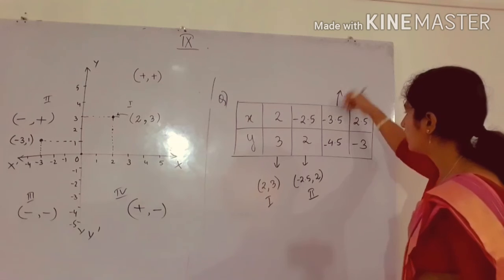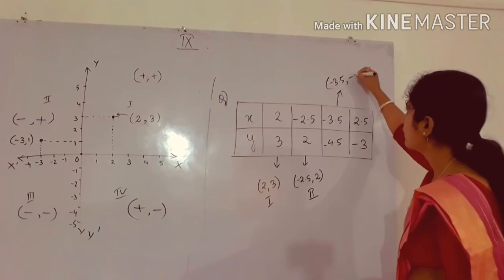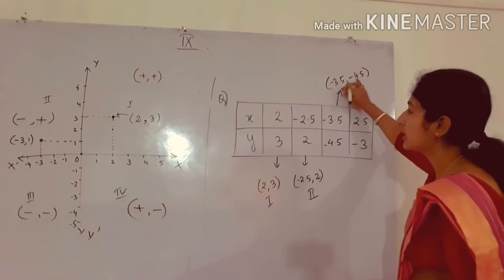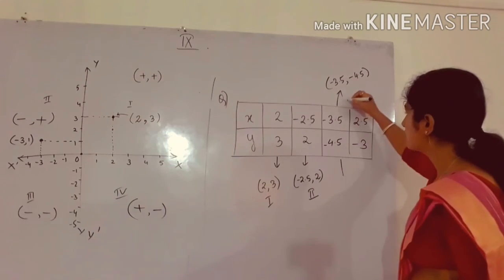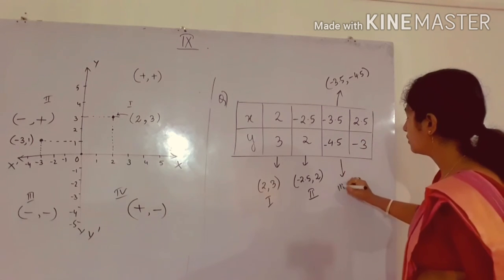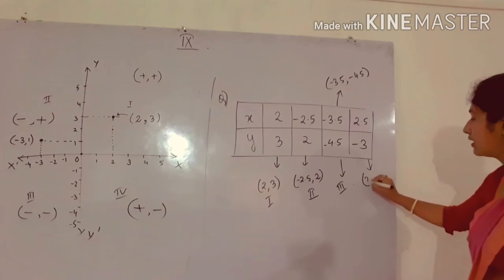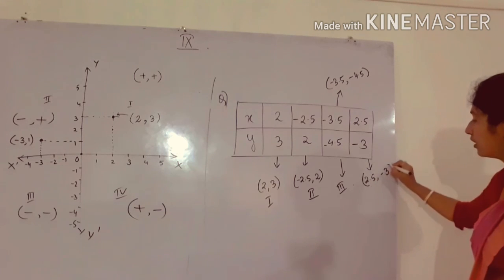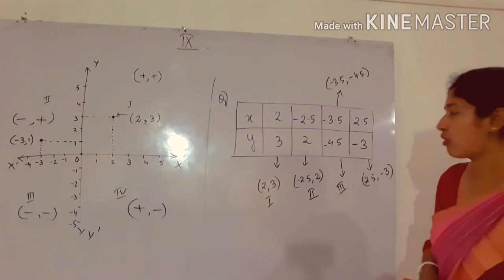Next come to the third one. Both are negative. That means the coordinate of x is also negative and the coordinate of y is also negative. So negative comma negative comes in which quadrant? Third quadrant. Next is this one. So we can write it as (2.5, -3). So positive comma negative lies in the fourth quadrant.